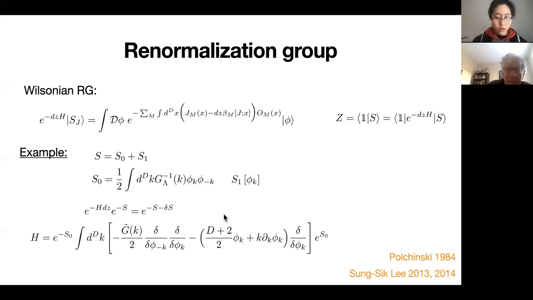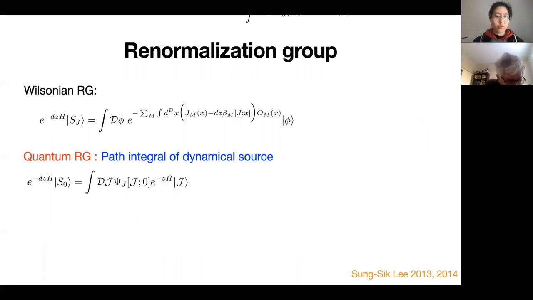I think it's just a name. We call it the RG Hamiltonian because it indeed generates the RG transformation here. After reviewing the Wilsonian RG, we want to study this quantum RG method. It's an alternative way to do the RG.